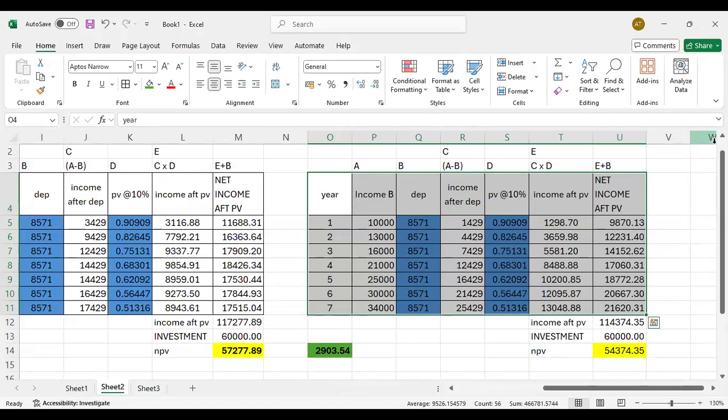Please remember when you solve numericals of capital budgeting, you should always have two decimals. That is, here if you can see 57,277.89. Those two decimals indicate money, sorry, paisa.